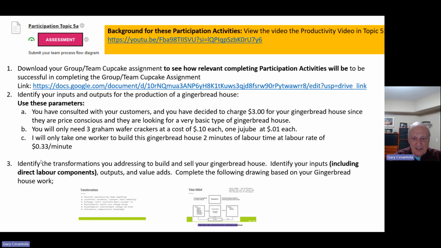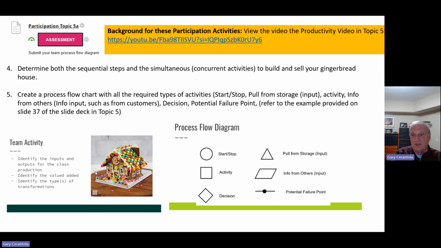And then, identify that transformation that you're addressing. And again, your inputs are direct labor components, so I want you to placeholder that concept, because in your cupcake assignment, you're going to be looking at direct labor cost and direct sales labor cost, and there are some explanations in there that you need to understand.